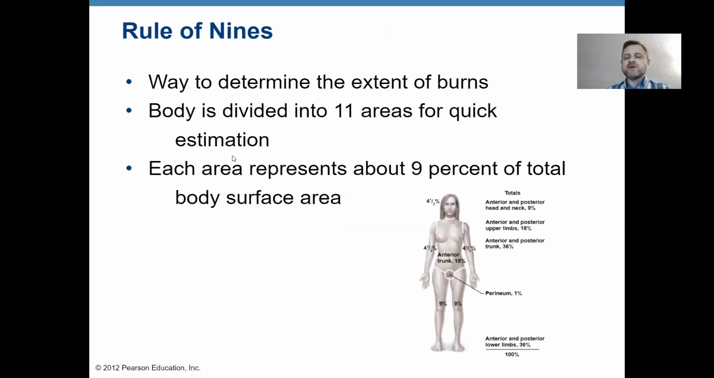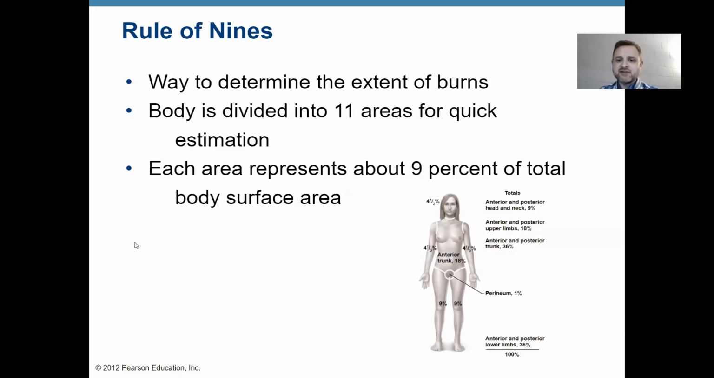So the way that we measure the extent of burns, we're going to do an activity on this probably in class. It's called the rule of nines, and this is a quick way to estimate the extent to which the body is burned. And basically, it divides the body into 11 areas. Each accounts for about 9% of the total body surface area. The last 1% is the genital area, so it adds up to 100.